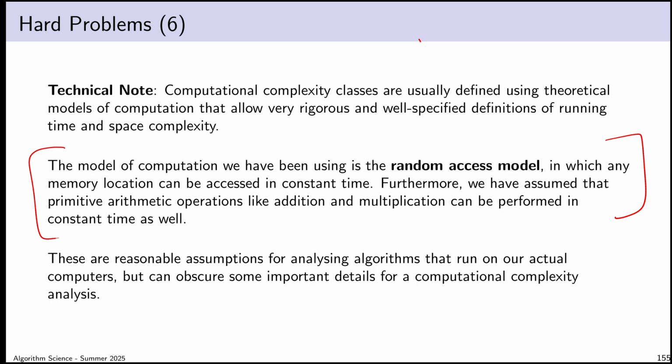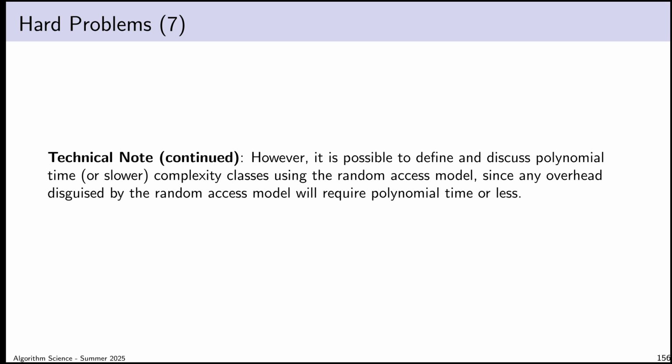But the random access model is just fine if we're talking simply about the difference between polynomial and not polynomial. So it is possible to discuss polynomial time and slower, so exponential time or whatever, using the random access model, because all of the overhead that might be disguised by the random access model, so memory access time or the time it takes to do addition or subtraction, will actually require polynomial time or less. So it doesn't hurt anything.